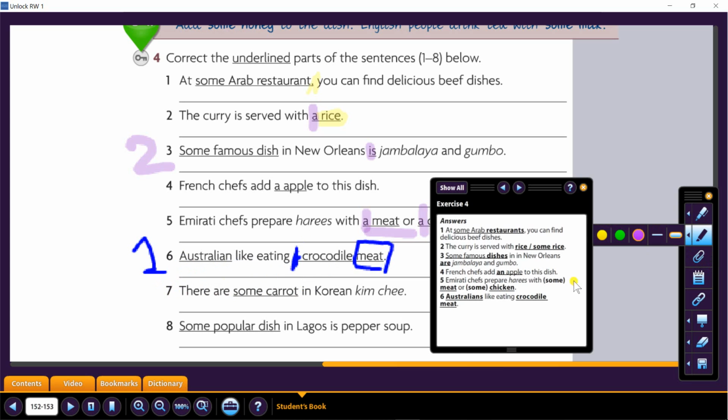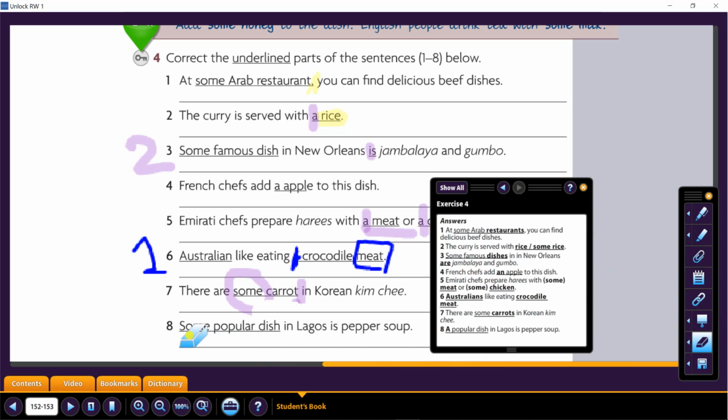Number 7, there are some carrots in Korean kimchi. What do you think? There are some carrots. Since here we have some, which means more than one, we need to add s here. And finally, some popular dish. Again, you can say some popular dishes.